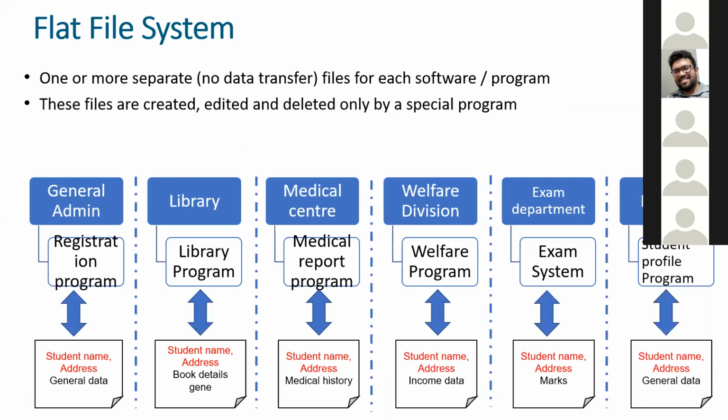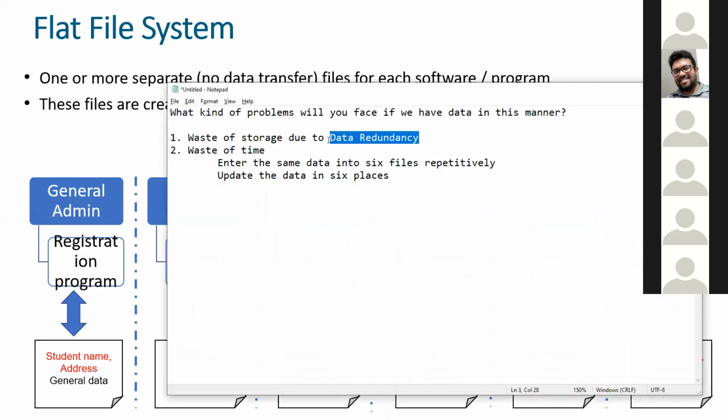So data redundancy කියලා කියන්නේ, data redundancy means having the same data in many places, or having duplicate records, right? Data redundancy is having duplicate records for data.